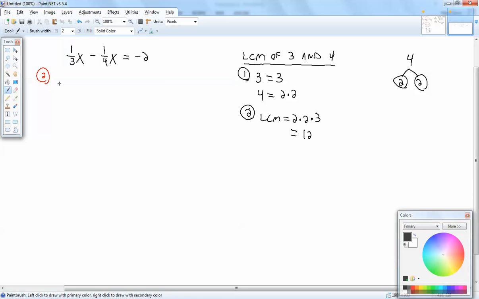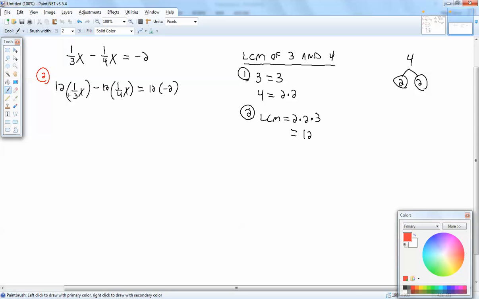And step 2 says to get rid of the fractions, you multiply everything by the LCM of all your denominators. So we're going to multiply by 12. So take 12 times 1/3 x minus 12 times 1/4 x equals 12 times negative 2. Now when I say multiply by everything, I'm talking about what's separated by pluses, minuses, and equals. That's why I multiply times this fraction, and this number.